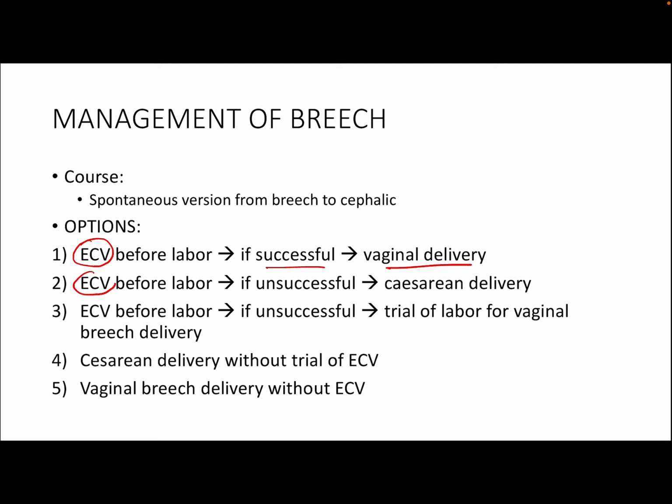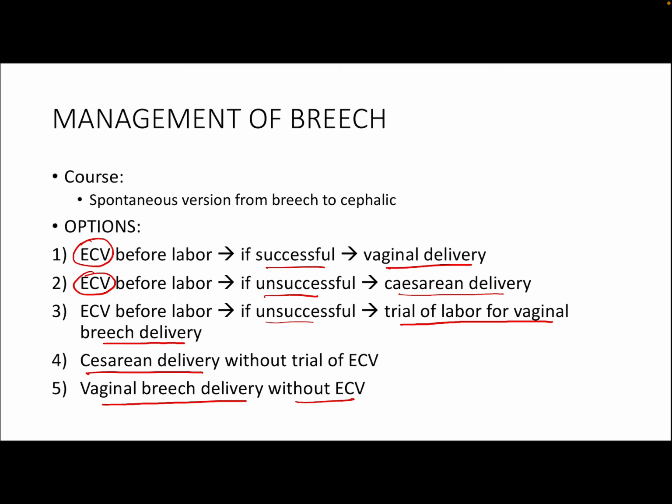Second option, ECV before labor. If unsuccessful, you can either do a cesarean delivery or you can go for a trial of labor for vaginal breech delivery. Now this is a bit complicated and this should be reserved for women who have very uncomplicated pregnancies. So those are the first three options. You could also do a direct cesarean delivery without a trial of ECV at all, or an option that's not generally considered is a direct vaginal breech delivery without attempting an ECV. So these are the various options for management of breech.